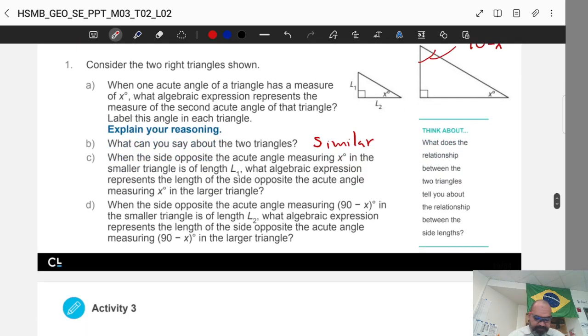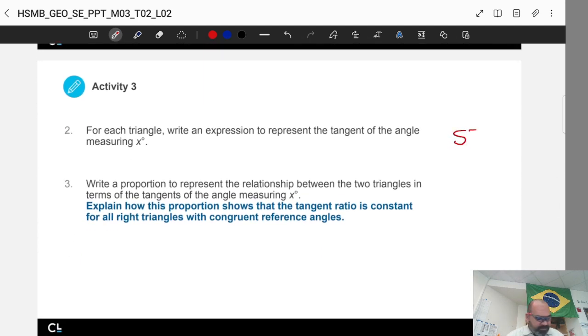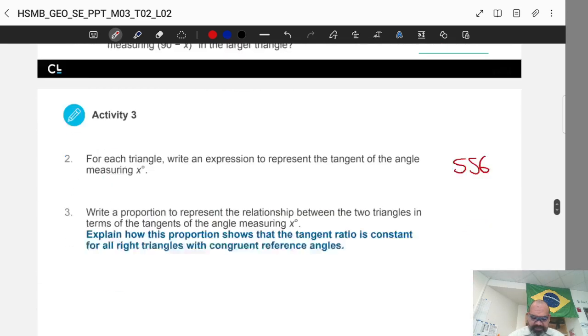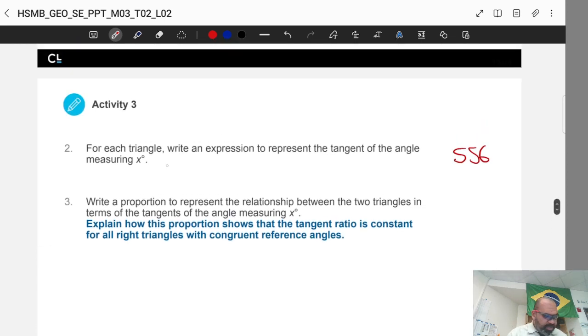Next page, 556. Oh, this page here was before. Okay, 555. For each triangle, write a tangent expression. Okay, this number 1 here. The tangent expression is L1, side 1 divided by side 2. Okay, opposite divided by adjacent. And the other one, because it's bigger, is by a factor A: tangent equals A L1 over A L2. Great.